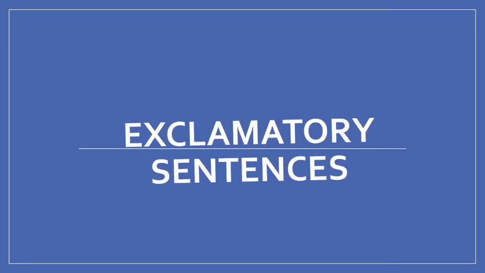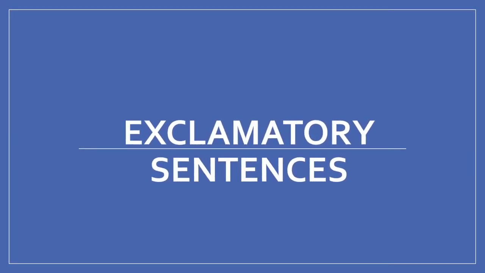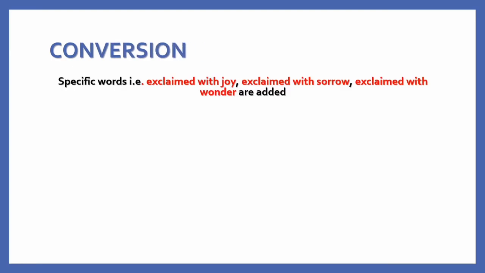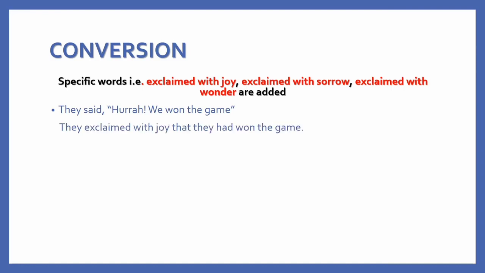Now the exclamatory sentences that express a state of joy, sorrow, or wonder. For the conversion of exclamatory sentences, specific words like exclaimed with joy, exclaimed with sorrow, or exclaimed with wonder are added. And the exclamatory words hurrah, alas, or how are removed. They said, "Hooray, we won the game." Since hooray is the expression of joy, it becomes, they exclaimed with joy that they had won the game.